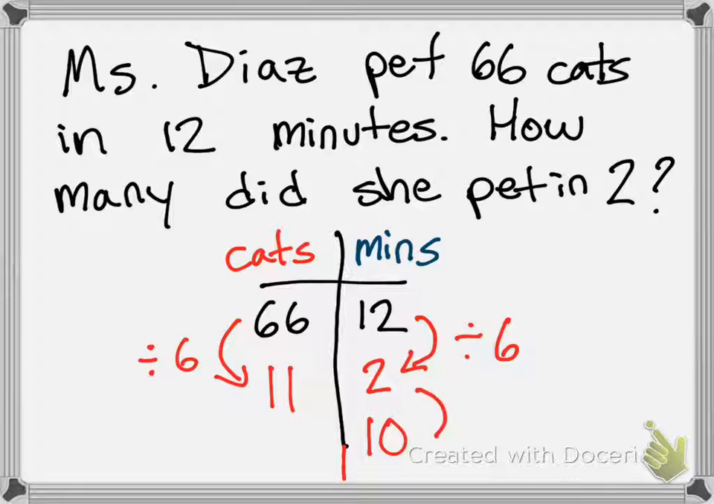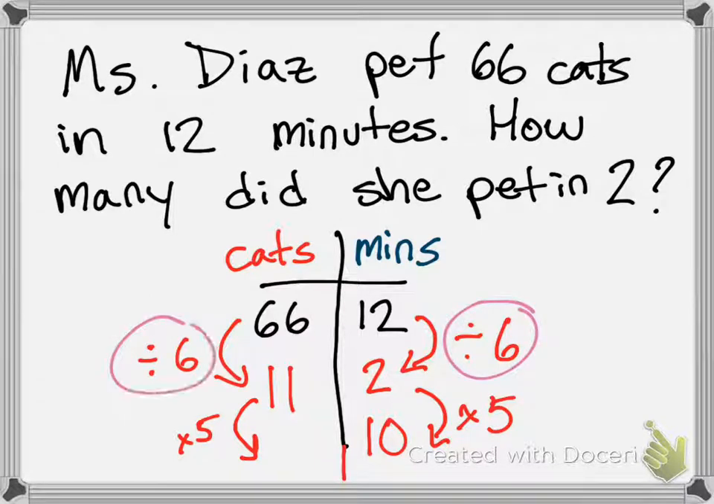How do I go from 2 to 10? Elsie. Times 5. So what am I going to do to the other side? Also, Elsie? Times 5. Same thing. Look at how each side always has the same matching thing happening. And what is 11 times 5? What is it, Jaden? 55. Exactly. This is how we use scaling.